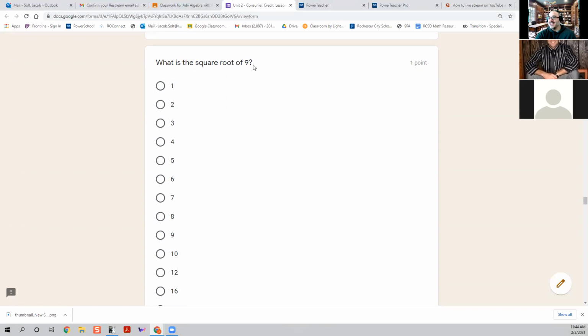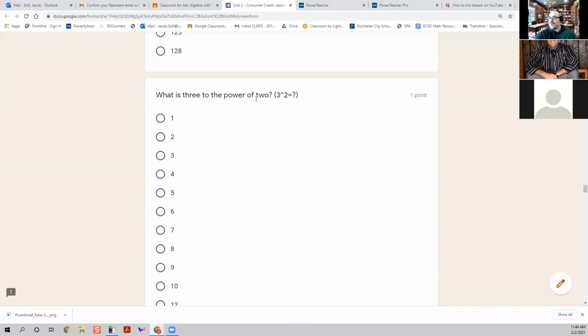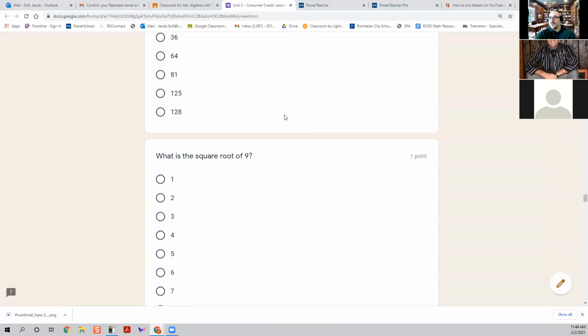2? No, because I said 3 to the power of 2 is 9, right? 3 times 3 is 9. So the square root of 9 has got to be 3, right? The square root of 9 is going to be 3 because the square root is asking what number times itself is going to give me 9.